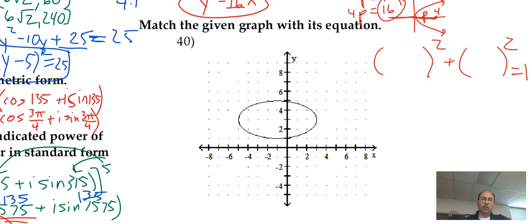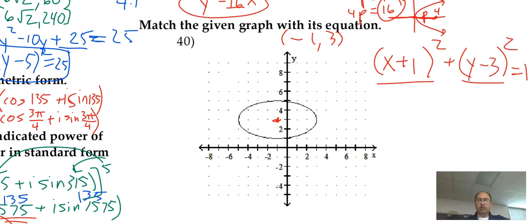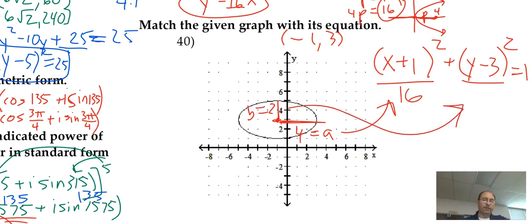So, what's my center? Looks like it's right about there. So, what do I put in there? It is negative 1, 3. So how do I use that? X plus 1, y minus 3. Okay, now, it looks like my A value right there is 4, right? That's my A value, and my B value is 2. So, yep, 16 goes under here. And if that's 2, what goes under there? 4, right? A squared and B squared.